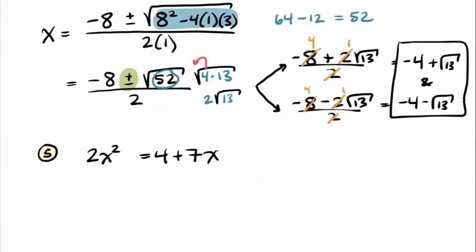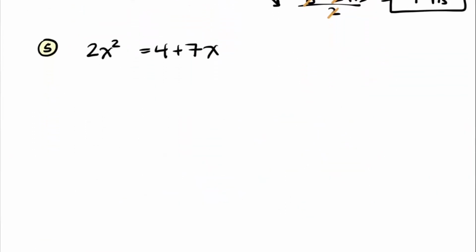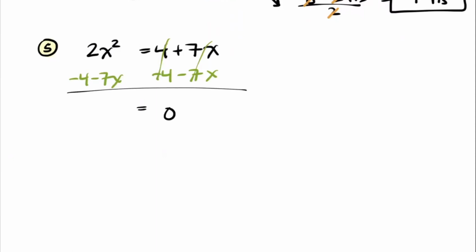So let's try one more of these. 2x squared equals 4 plus 7x. So let's get 0 on one side, do minus 4 minus 7x. The right side, that gives us 0. The left side, I'm just going to put this in standard form. So we'll do decreasing power order.